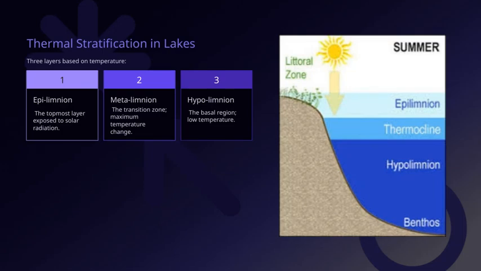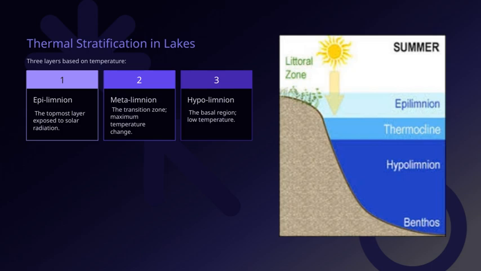Let's take a closer look at the thermal stratification in lakes. First, at the bottom, we have the basal region, which is characterized by low temperatures. This is known as the hypolimnion. It's the coldest part of the lake, and because it's deep down, it remains relatively stable in temperature. Moving upward, we encounter the transition zone called the metalimnion. This is where the most significant temperature change occurs. It's essentially the layer where the temperature shifts rapidly from cold to warmer water, acting as a kind of thermal buffer.